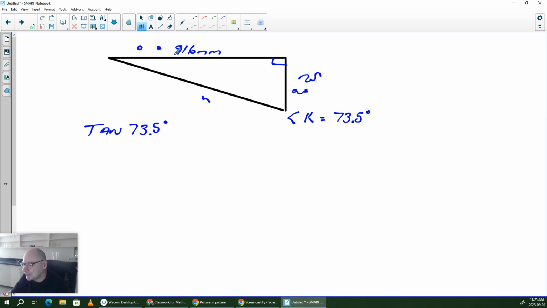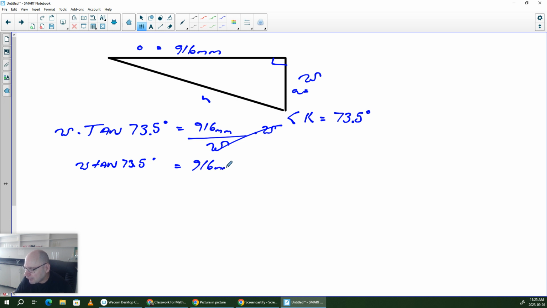That's going to be the opposite side, 916 millimeters over the variable W. Okay, so we're finding W there. So we're going to go to the nearest millimeter, I think. Okay, so we're going to multiply by W, and that's going to cancel that out. And then we're going to end up dividing out 73.5 degrees tangent on both sides. But I'll write the line in here.